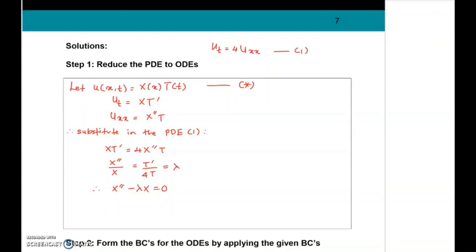Let's put this one as equation A. And if we consider T prime over 4T equals lambda, then we have T prime minus 4 lambda T equal to 0. So we now have the two ODEs. We have reduced the PDE to two ODEs. That is our first step.